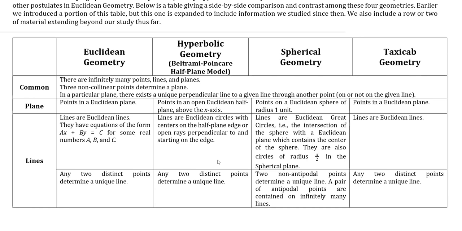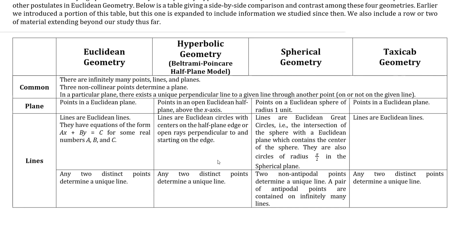In hyperbolic geometry, the points are in an open Euclidean half-plane above the x-axis, at least in the Beltrami-Poincaré half-plane model. The x-axis itself is not included. So if you think of these as ordered pairs in the Cartesian coordinate system, all ordered pairs of real numbers will give you points in Euclidean geometry, but only the ones with a positive y-coordinate will give you the points in the hyperbolic geometry.